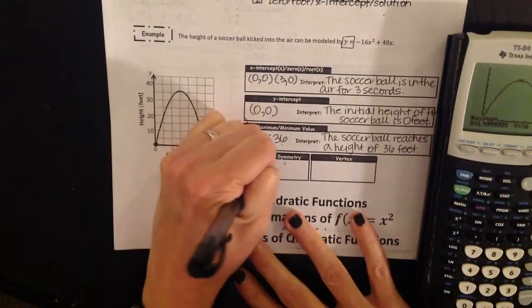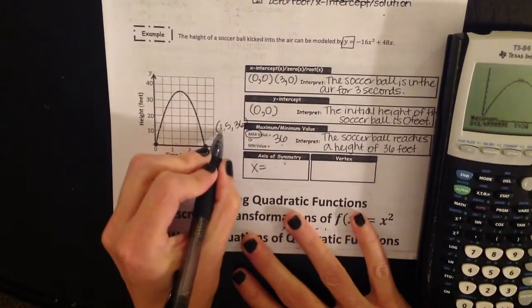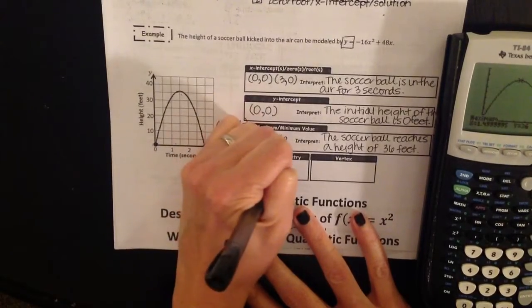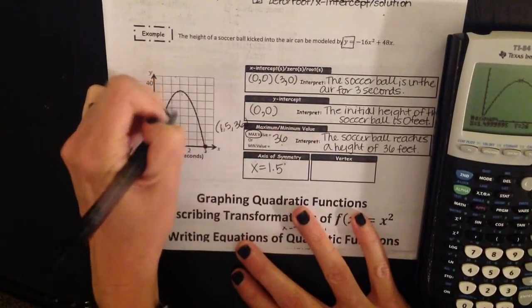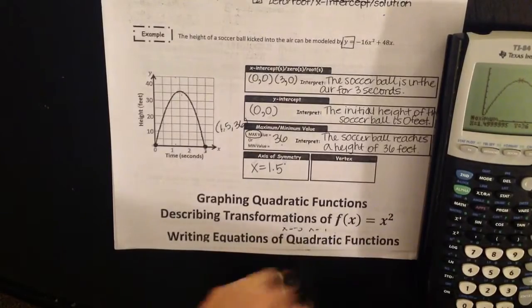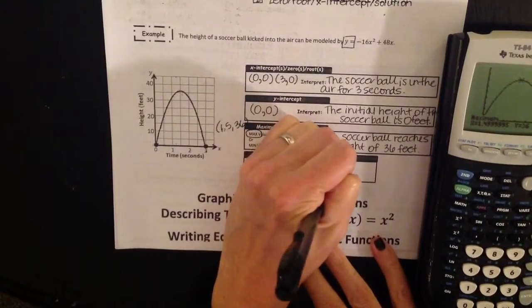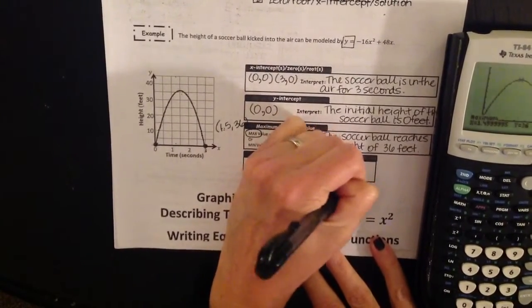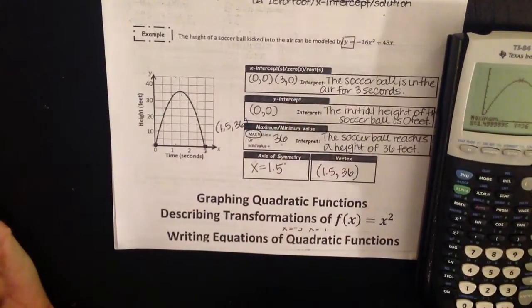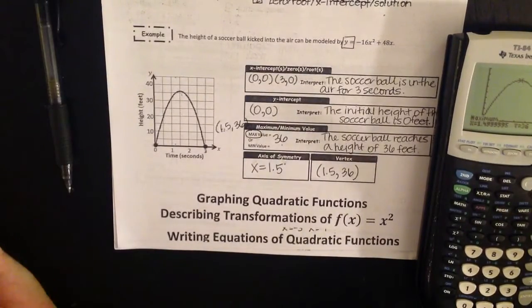All right, axis of symmetry, that is the x value of our vertex, which is why I found the vertex point. So it's at x equals 1.5. That's that imaginary line that cuts our parabola in half. Oh, and here's a spot for our vertex, 1.5, 36. All right, that is how you find domain and range and attributes of a quadratic using your calculator.